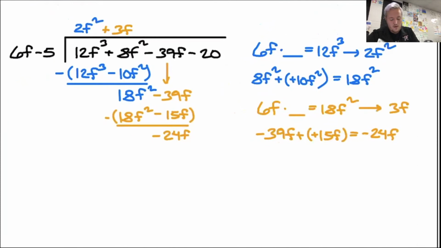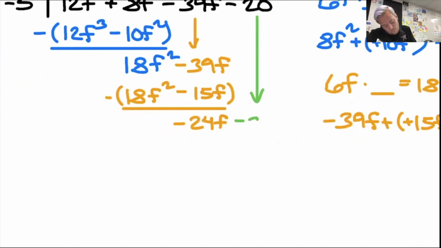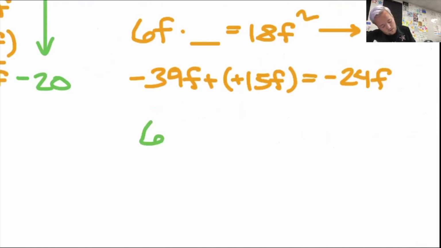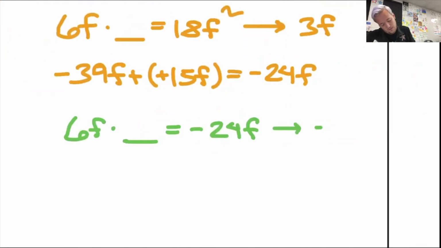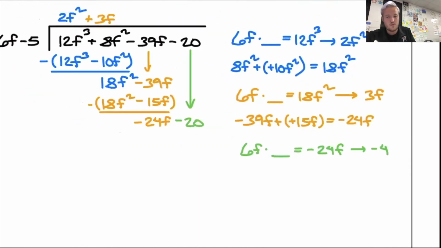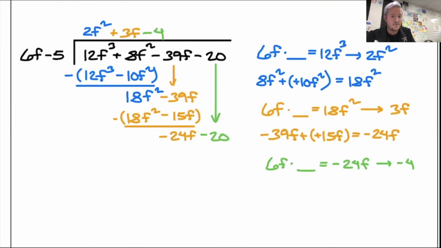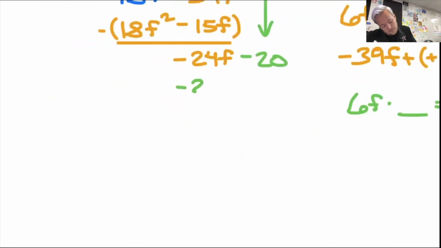All right, and for the last one, bring down the negative 20. Same idea here. So 6f times what gives you negative 24f? So 6f times some value to give you negative 24f. That value would be negative 4. So that's what I'm going to write across the top. Now I'm going to multiply negative 4 times 6f minus 5. So you're going to get negative 24f.